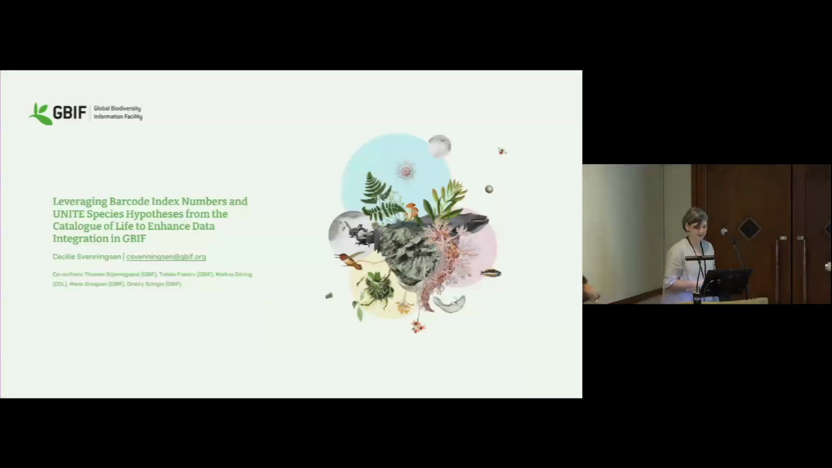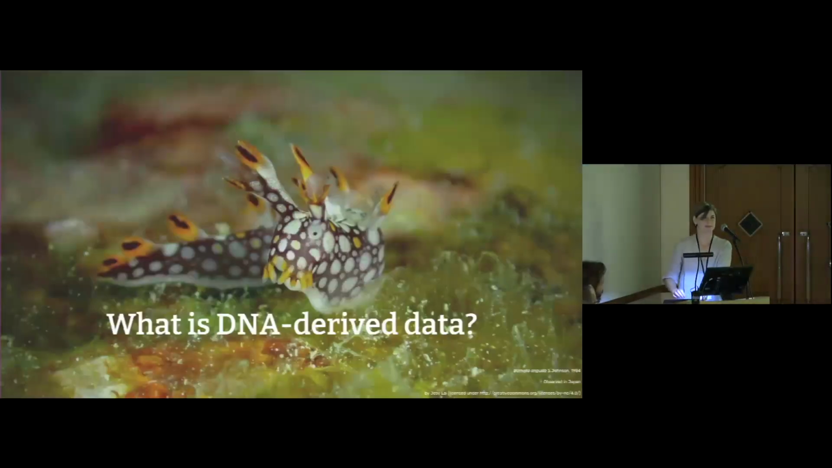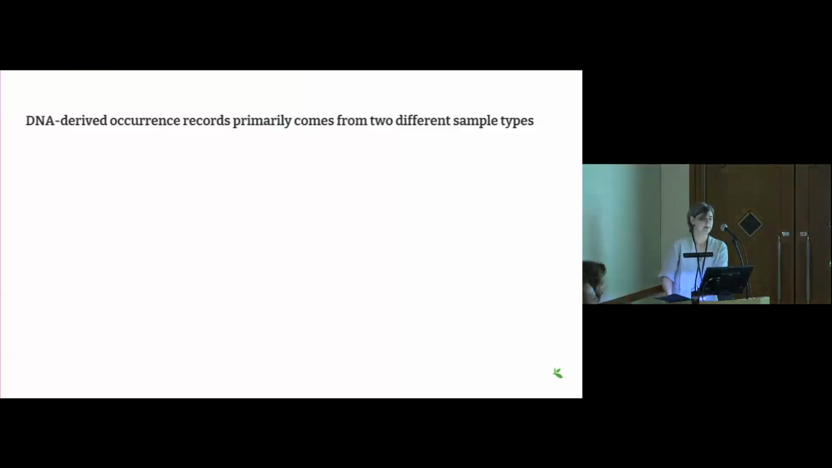Hi, everyone. Please ignore this very long title. I'm just here to talk about DNA in GBIF and Catalogue of Life. That's the basic of it. So what is DNA derived data? It's data that's coming from two different sample types, and then there's, of course, all the processing methods, but let's go into the sample types first.